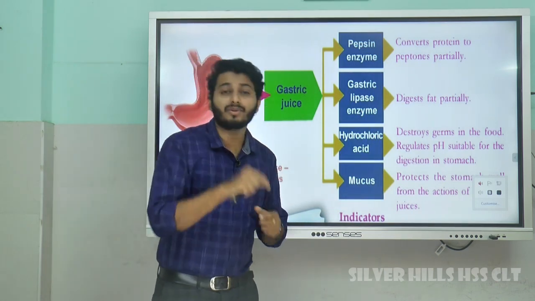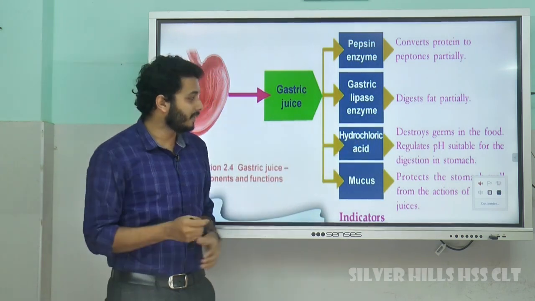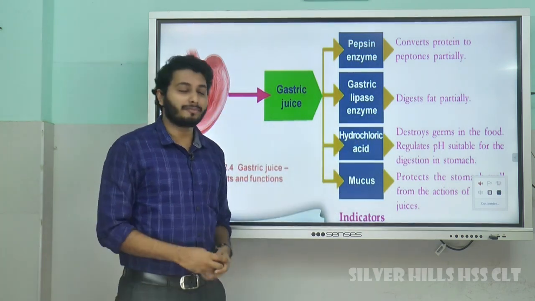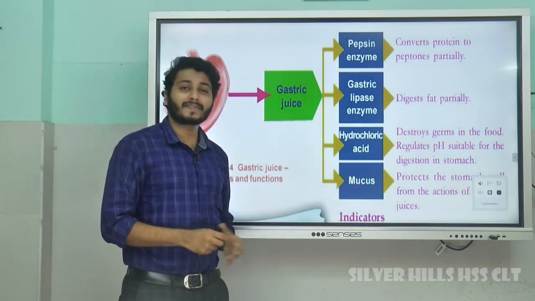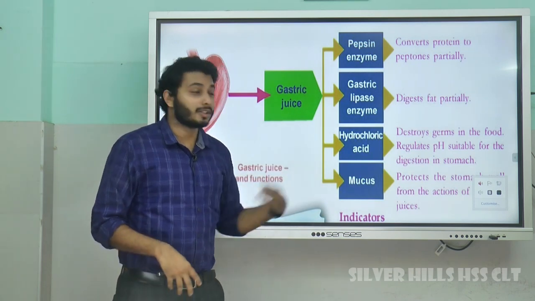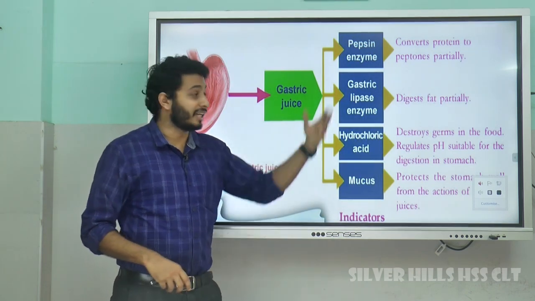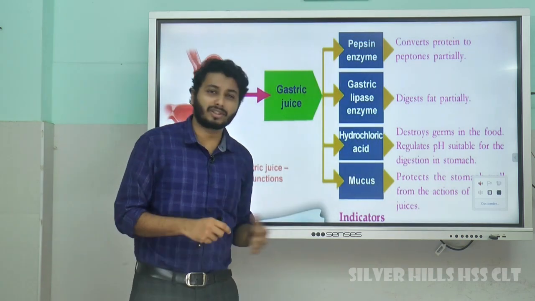The acid will try to damage the tissues of the stomach, but the mucous membrane protects the tissues of the stomach from the action of all these digestive juices, all these gastric juices.